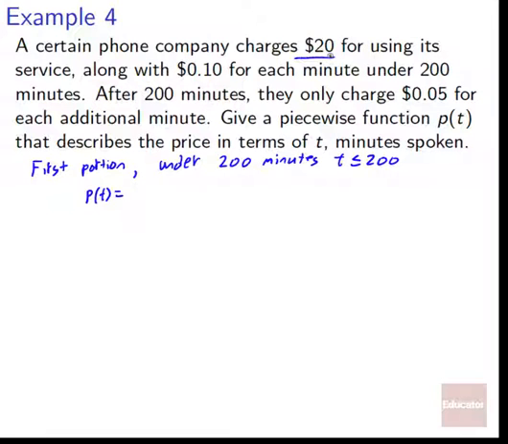They charge us $20, and then they charge us 10 cents per each additional minute. So $20 plus that additional 10 cents, how many minutes did we have? We had t, so 0.1 times t, right? And that's what it is.